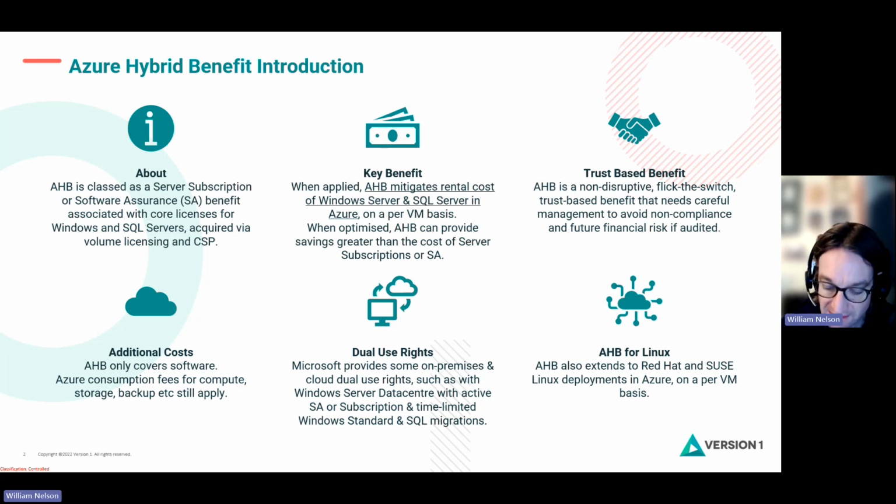And the final one, which isn't Microsoft, but it's another AHB benefit, is for Linux. So Red Hat, for example, if you have a support subscription for applicable Red Hat licenses, they could be used in Azure to mitigate the rental costs there.